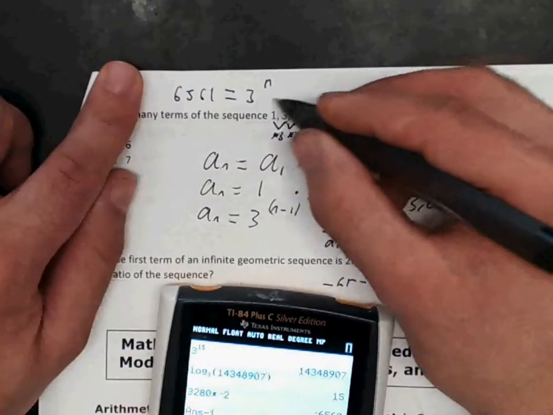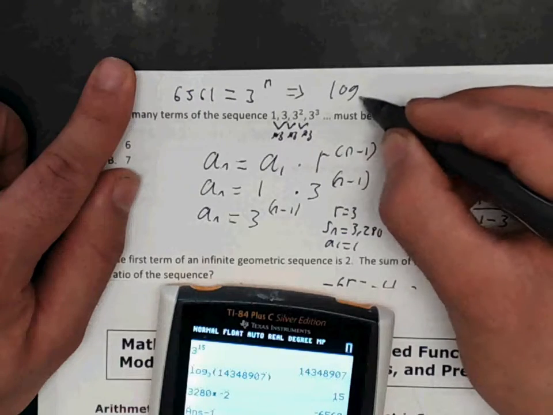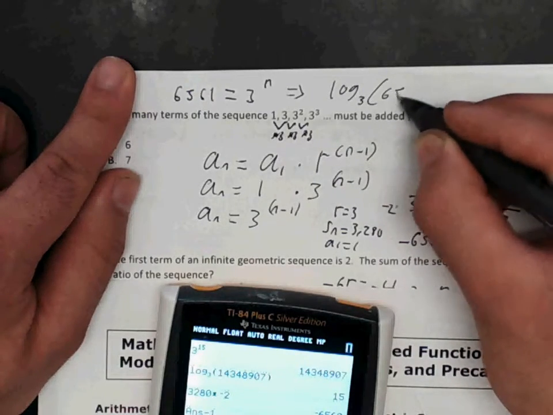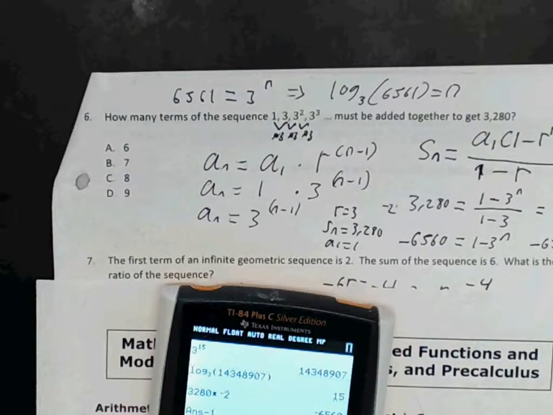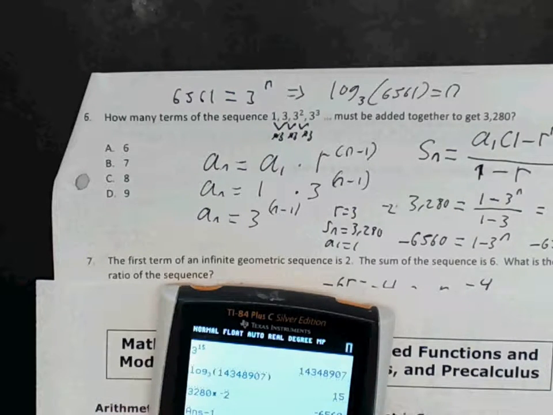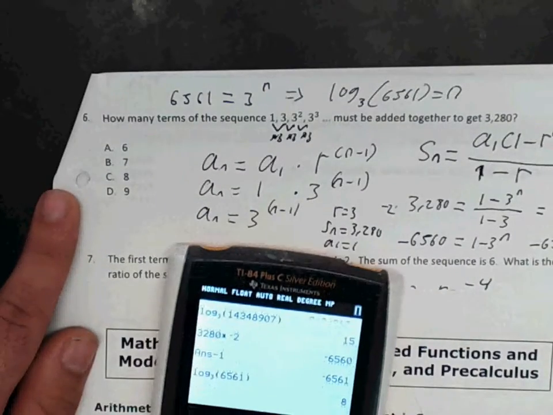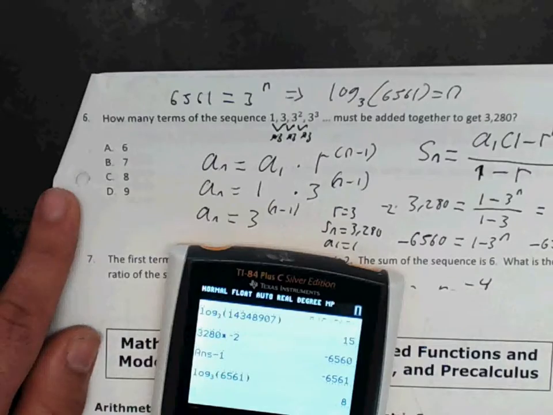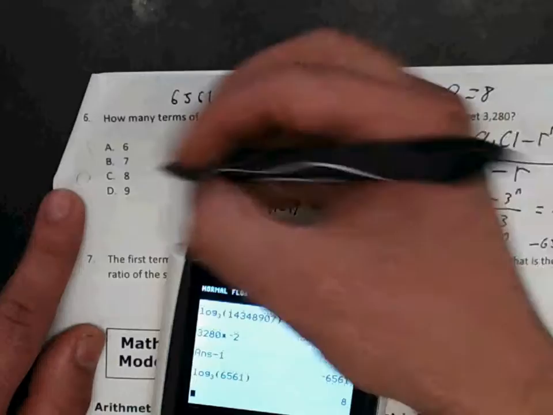Now I can rewrite this as a logarithm, so I can say log base 3 of 6,561 is equal to n. So in my calculator I can enter log base 3 of 6,561, and it spits out that log base 3 of 6,561 is equal to 8. So n is equal to 8, and our correct answer is C.